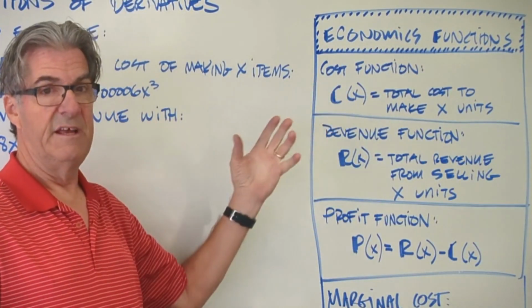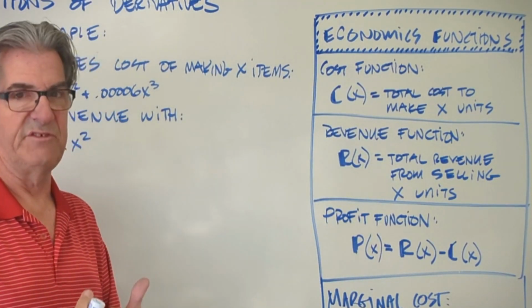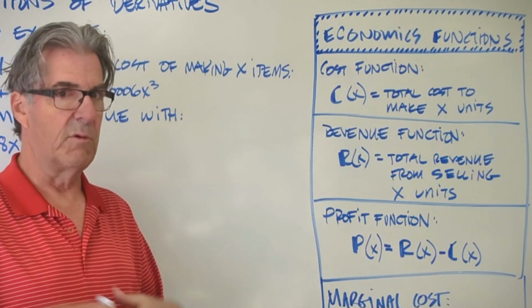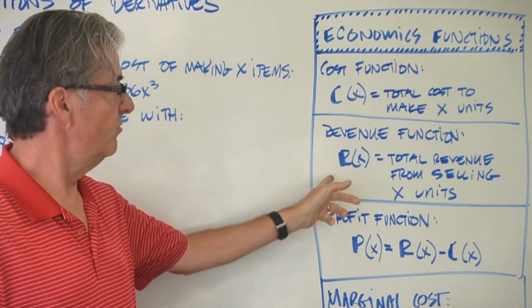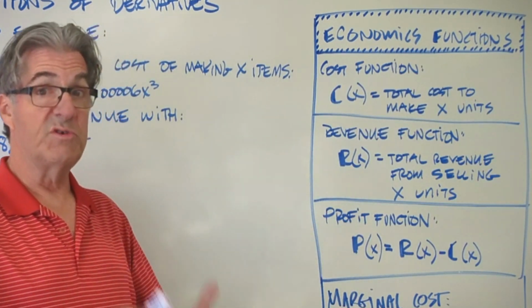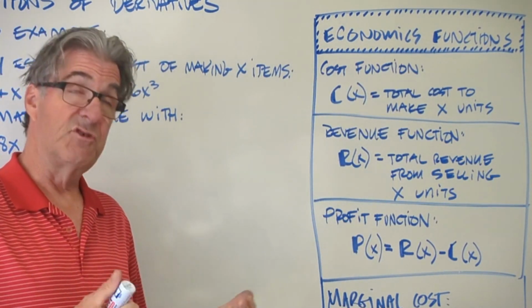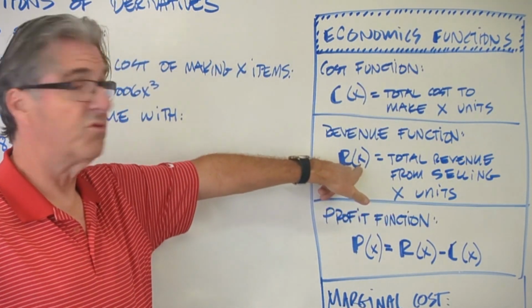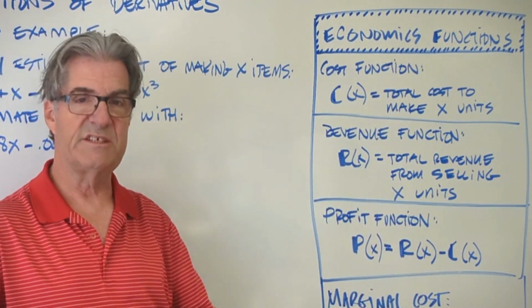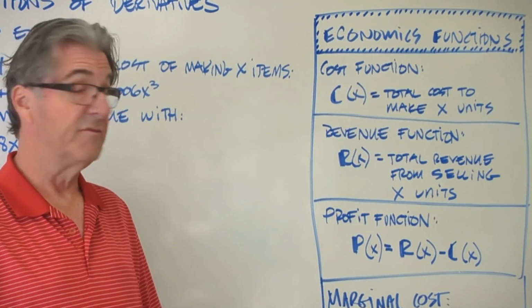Cost function. That is the function for how much it costs to make X units. You have a function, you put 12 in, we're making 12 units, it's going to spit out how much it costs to make 12 units. Revenue function. This is the gross sales for selling X units. For selling 12 units, we would put 12 in the revenue function, and that would tell us how much money we would take in at the cash register for selling 12 units.